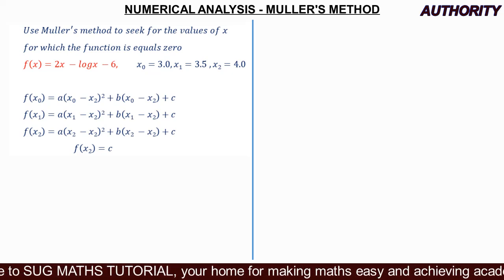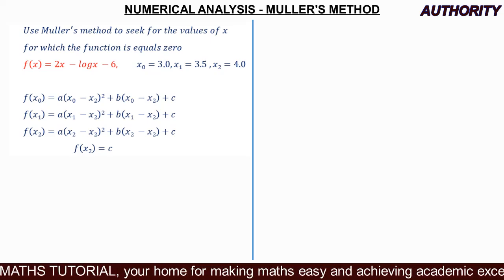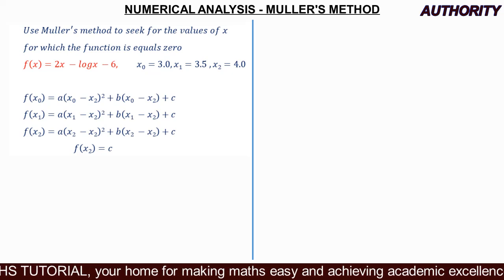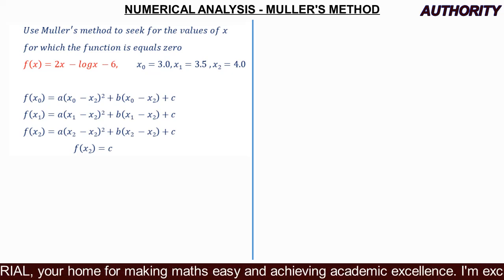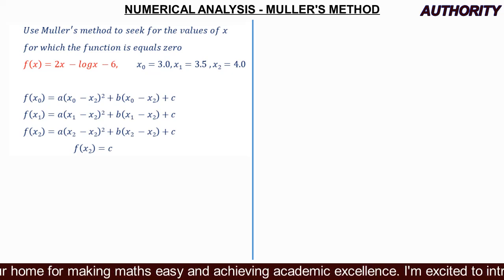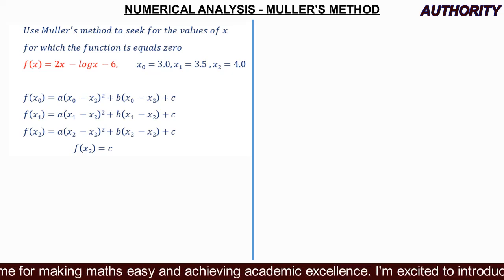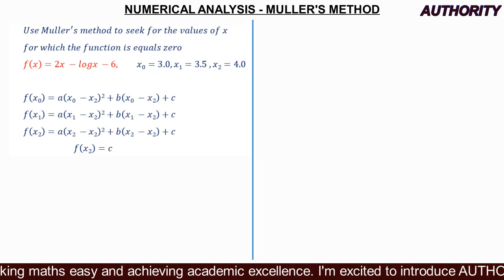Hello? Do you understand what I mean? So here, we automatically have figured out what is the value for c. So we are going to use the above formula, these two formulas, f of x naught and f of x1, to find the value for a and b.